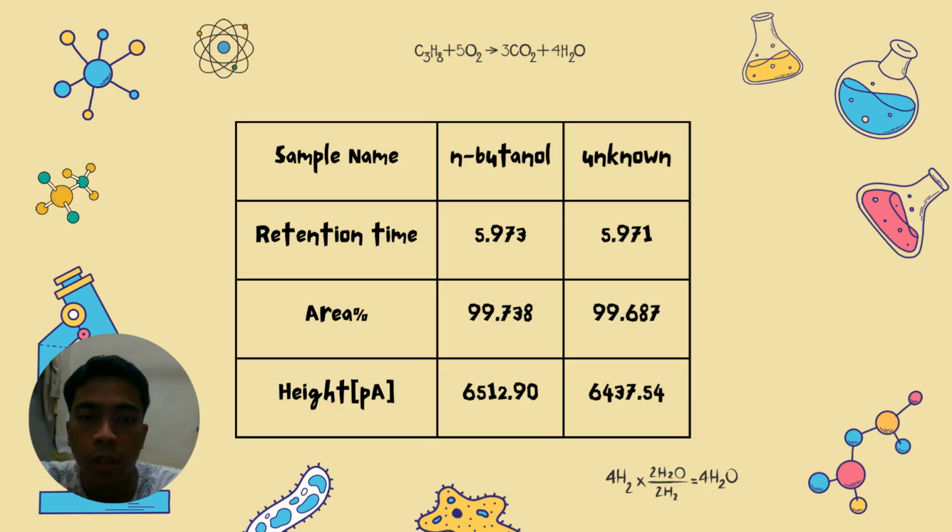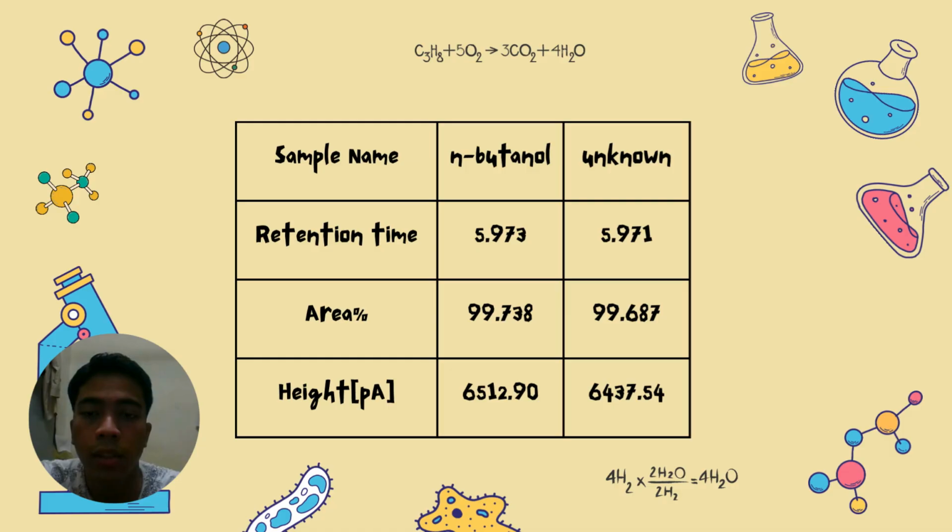5.973, while the unknown is 5.971. The peak identification using retention time for these two compounds is extremely close, indicating that both compounds eluted at nearly the same time under the same chromatographic conditions. This shows that retention time alone may not always be sufficient to clearly distinguish between compounds, especially when their chemical properties are similar. However, because the N-butanol standard was analyzed separately, the peak with a retention time closest to 5.973 minutes was assigned as N-butanol, while the other peak was classified as the unknown compound.